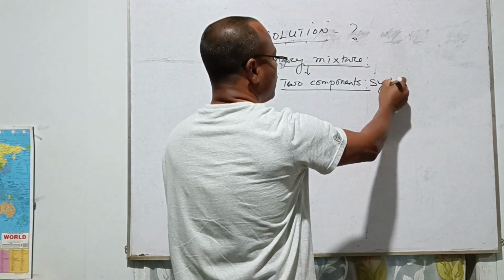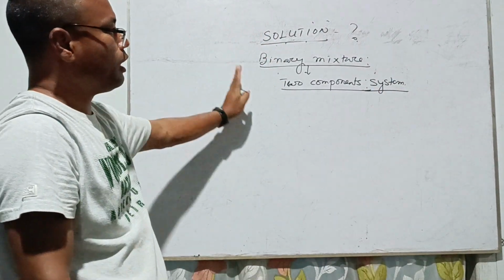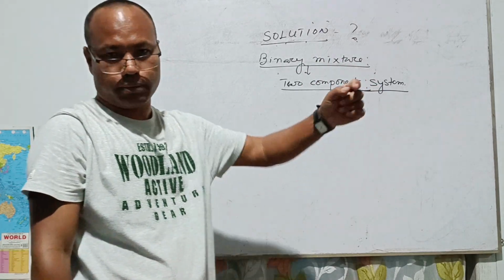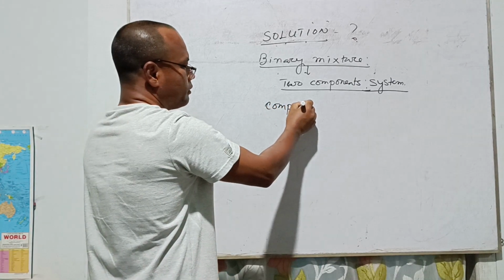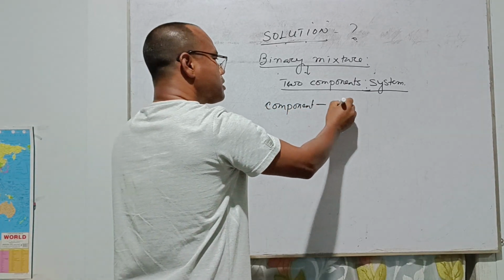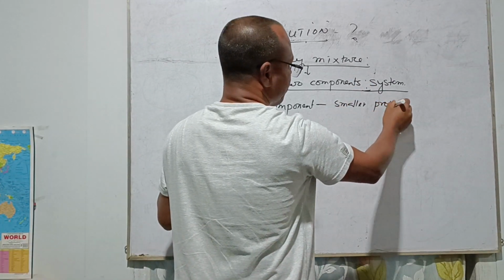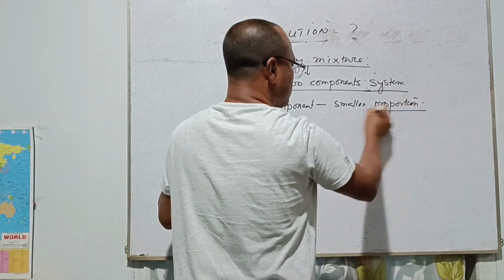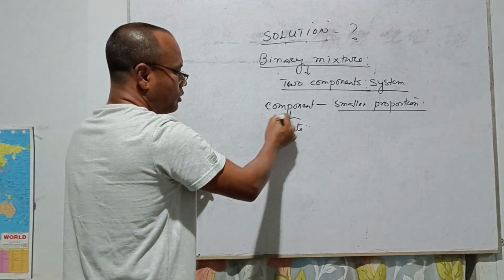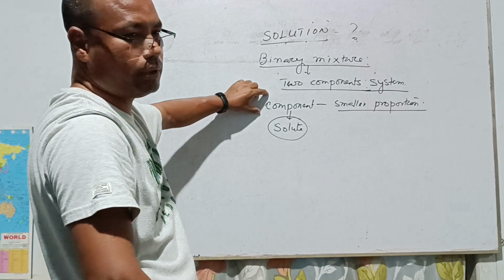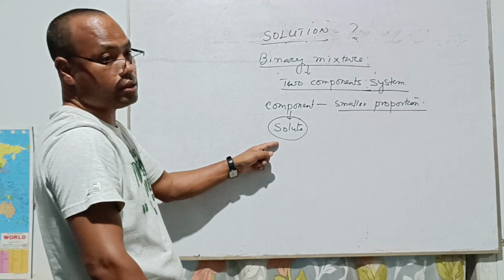Now here in our mixture, one of the components contains the smaller proportion and one of the components contains the larger proportion. The component containing the smaller proportion, I mean the lesser amount, these components we term as solute, right? Solute is the term which represents the component containing the smaller proportion.